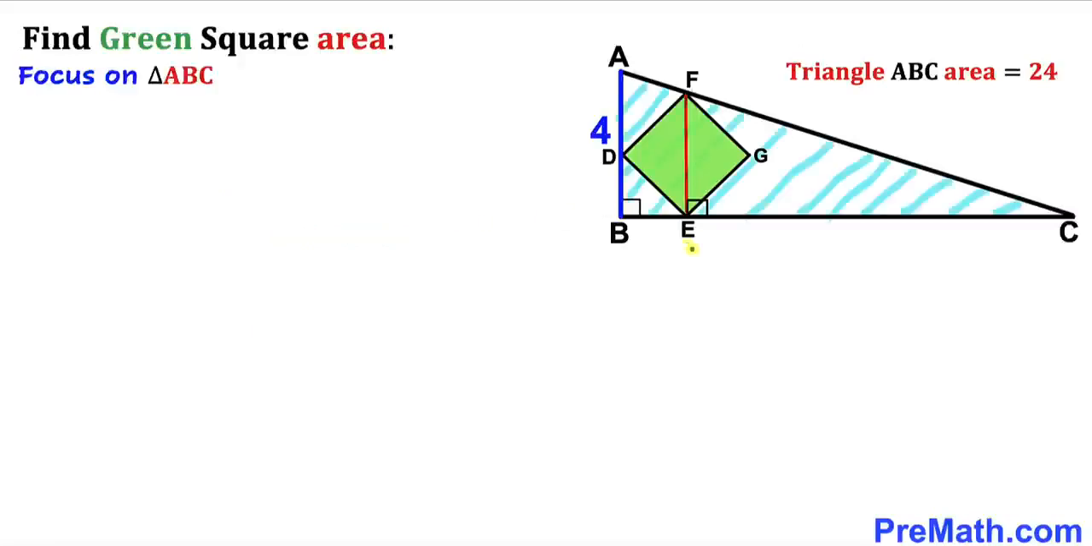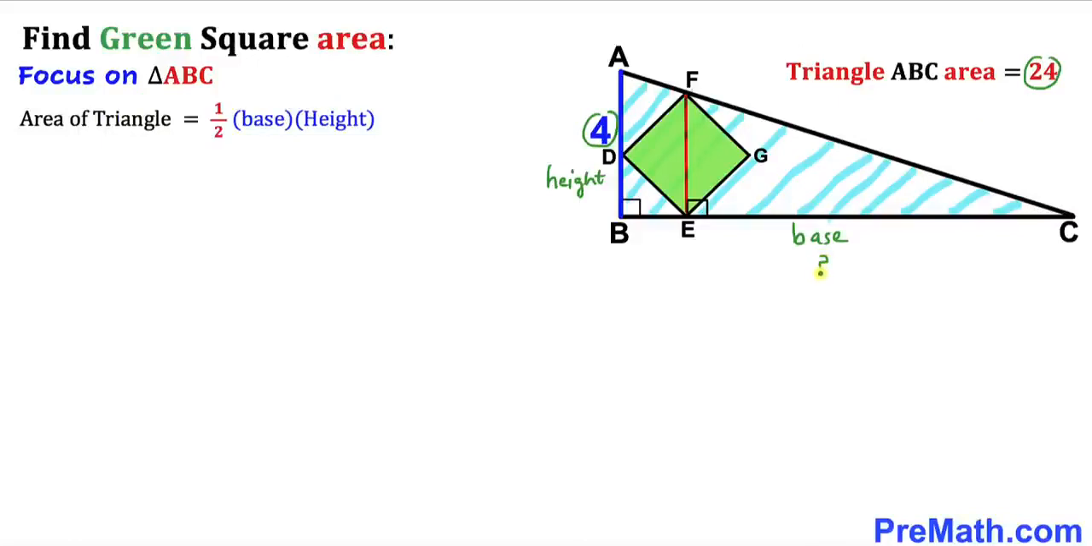And here's our next step. Let's focus on this right triangle ABC, whose this side length is 4 units, and the area has been given to us as 24. And now we are going to calculate this base of this right triangle, BC. Let's recall the area of a triangle formula. Area equals a half times base times height, where our height is 4, our area is 24, and we are going to calculate this base.